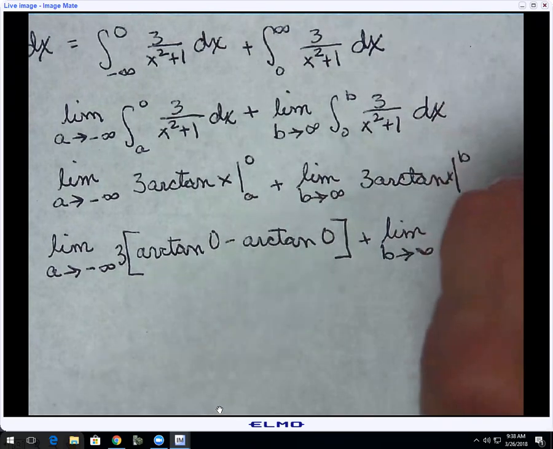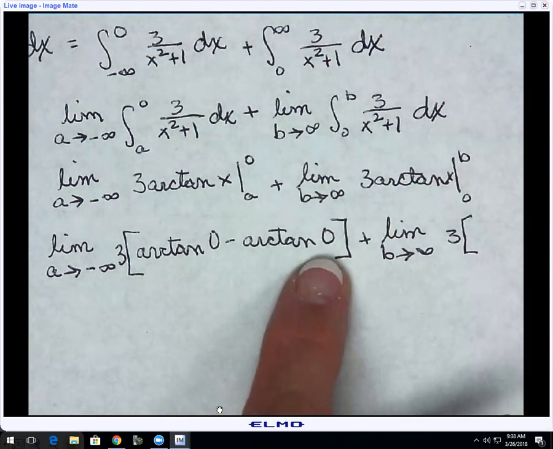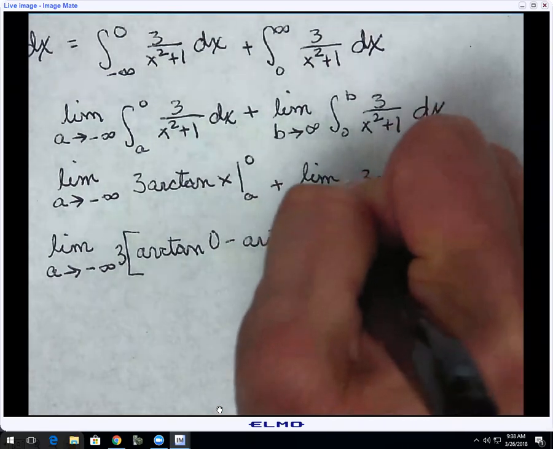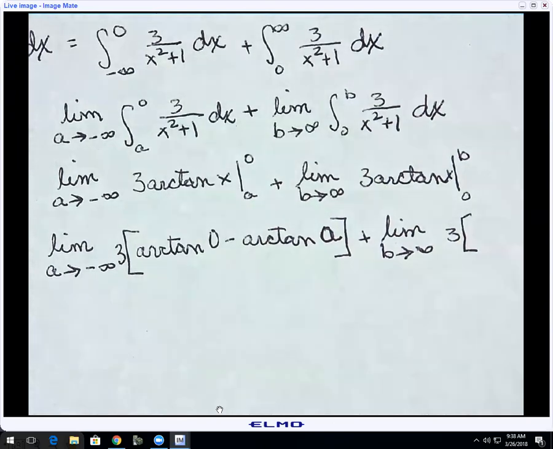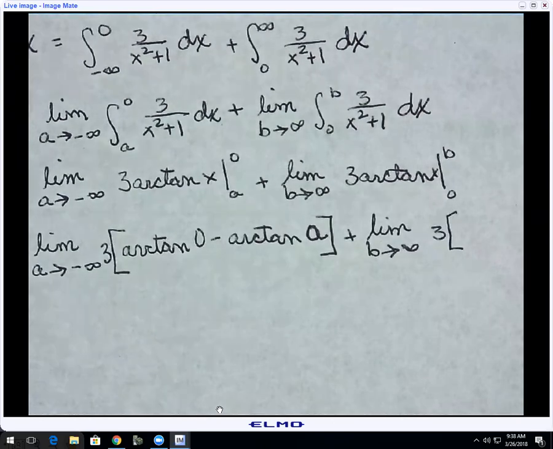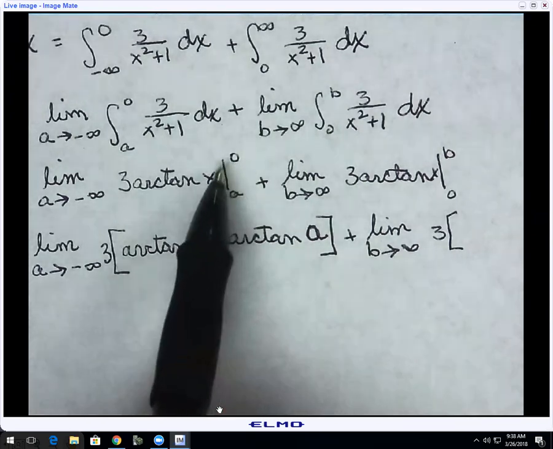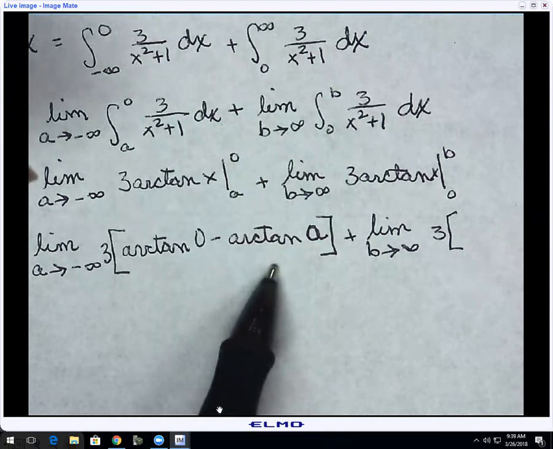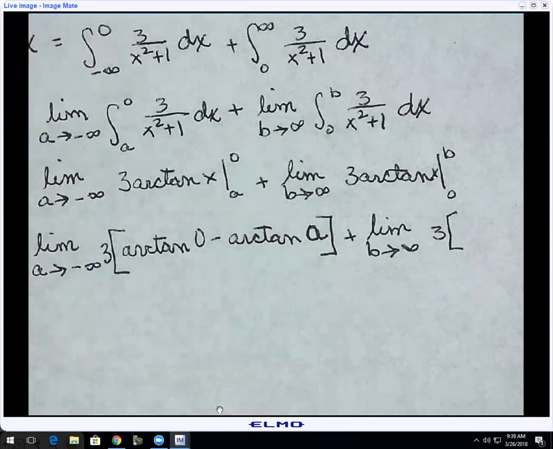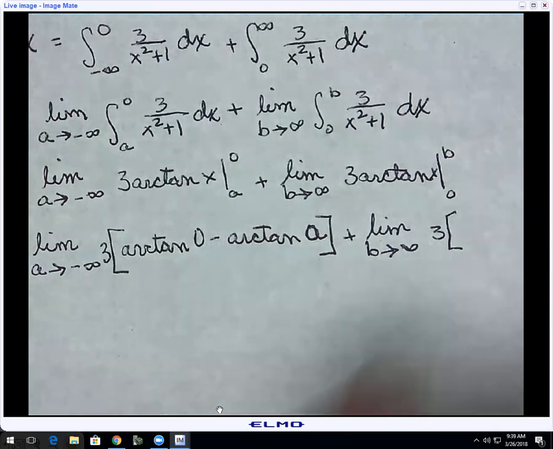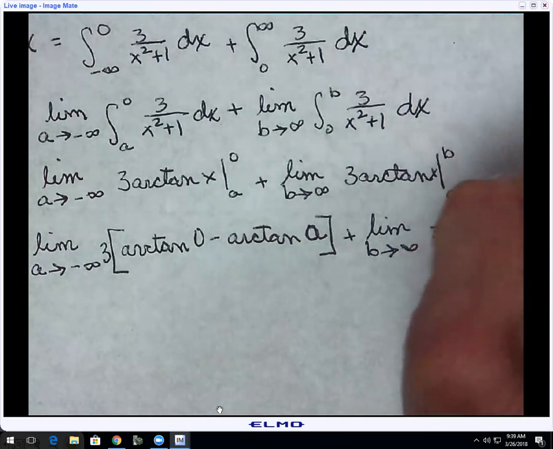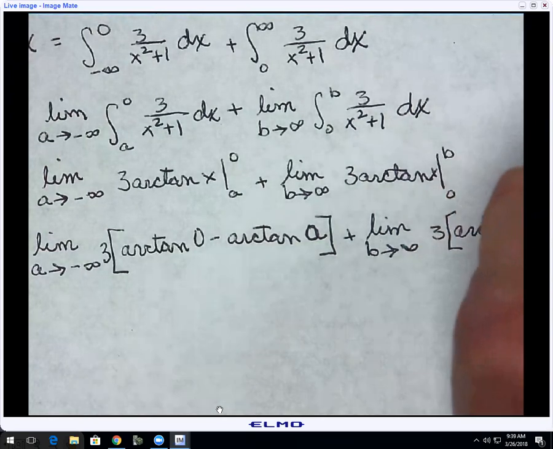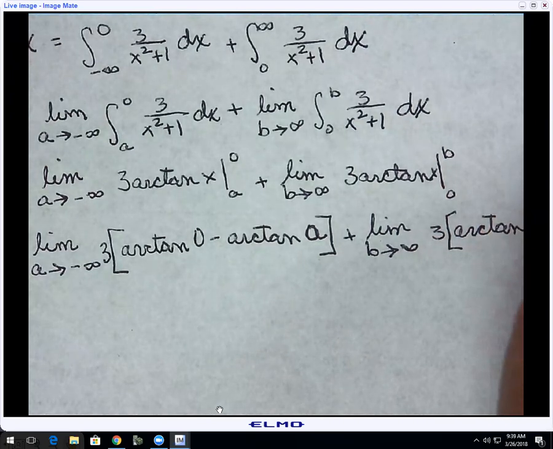Would it be minus arctangent A? Yes, I said lower limit, and then I wrote 0 instead of A. Thank you. I thought the first one would be arctangent B. No, it's always, the fundamental theorem of calculus is f of b minus f of a. Upper limit minus lower limit. Arctangent b minus arctangent 0.